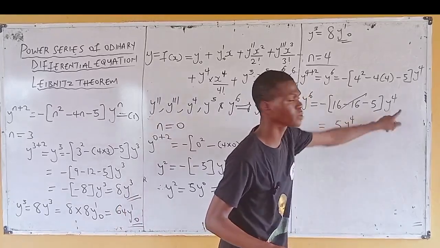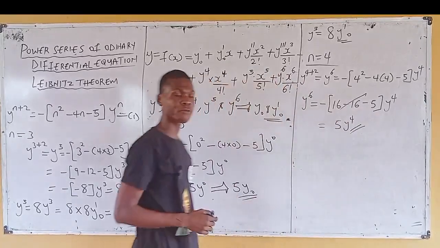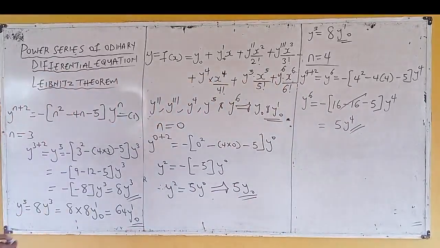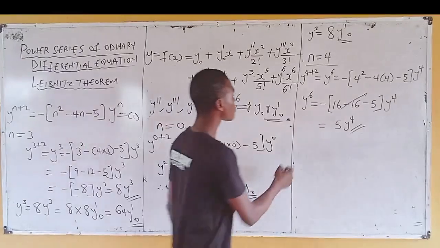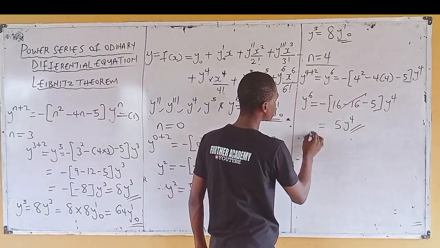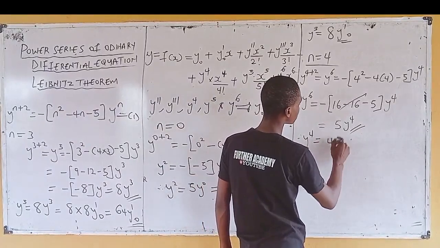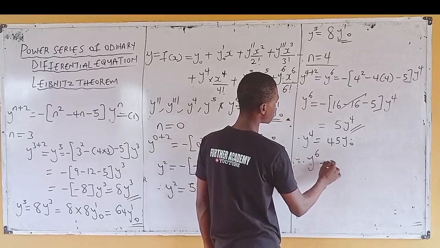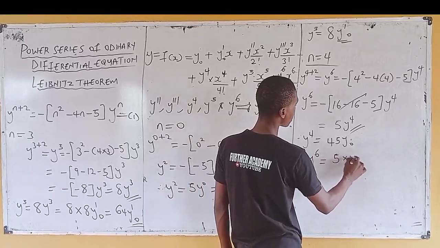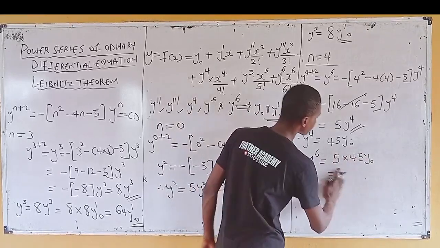This multiplying this, we got 5 to the power of 4. So from here, substitute y to the power of 4. Y to the power of 4 was what? 45y naught, right? Therefore, y to the power of 6 becomes 5 multiplying 45y naught, which equals 225y naught.